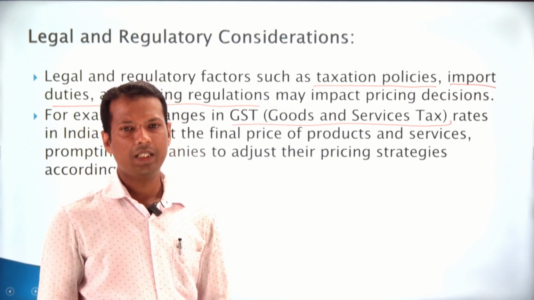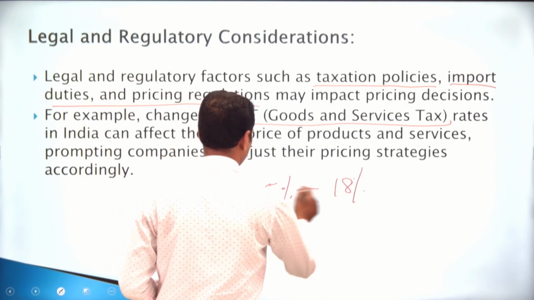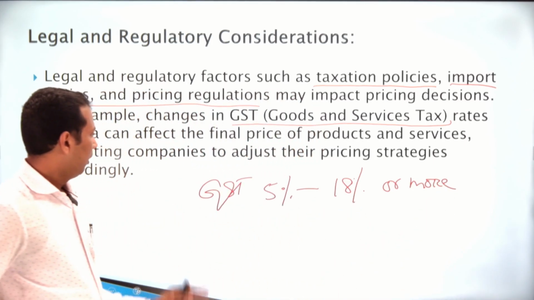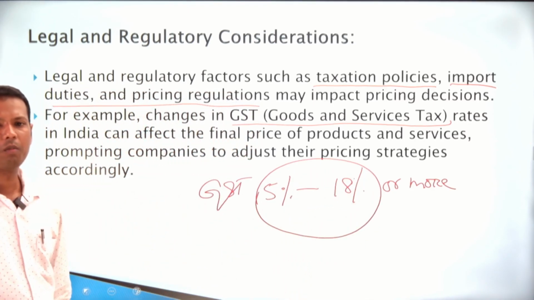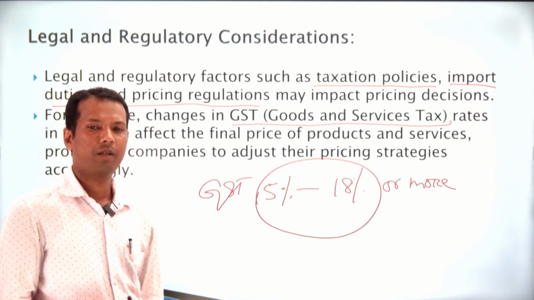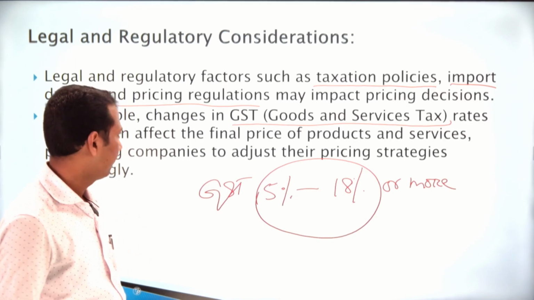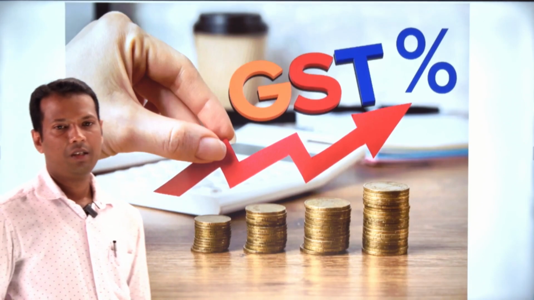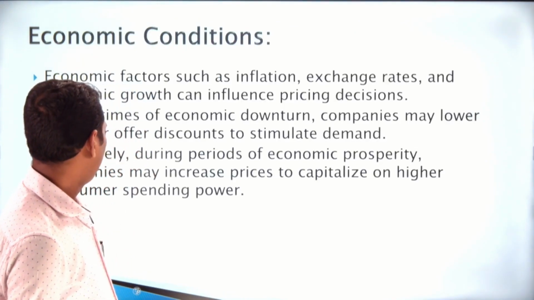What is the final price? GST can range anywhere from 5% to maybe 18% or more. So if you're purchasing a product, that may be somewhere between 15 to 18% or more than that. Accordingly, the final price of that particular product changes. So legal and regulatory consideration is also an important factor which influences the pricing decisions of a product. You see, with GST the final price of that particular product goes up after the GST is levied.